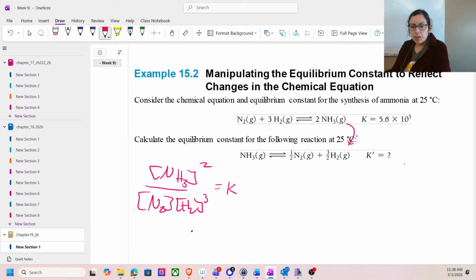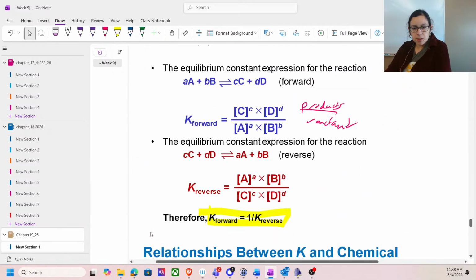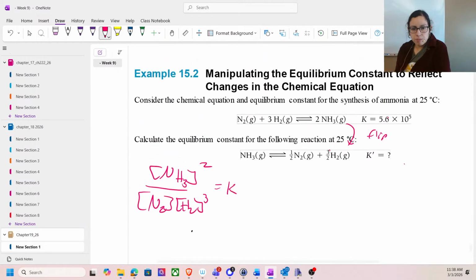So they flipped it, yeah, so the -1, right? So that's what we're talking about. So, okay, we flipped that. And so if we go back to our relationships, let's just start with the reverse one. So the K forward is 1 over our K reverse. And maybe we just want to rewrite that first, right? So 2NH3 gives us N2 plus 3H2.